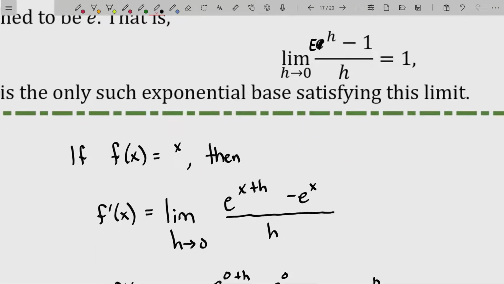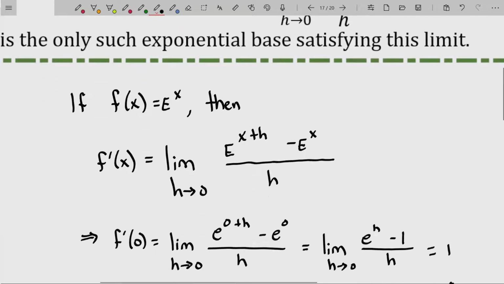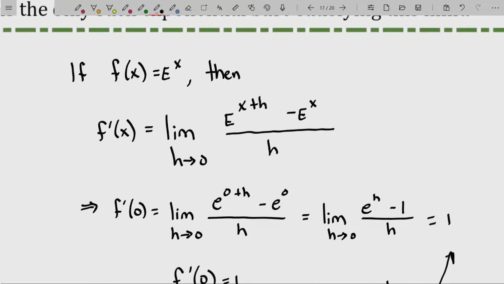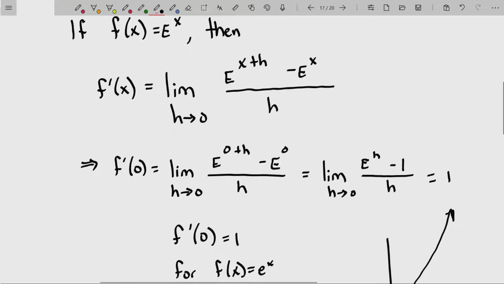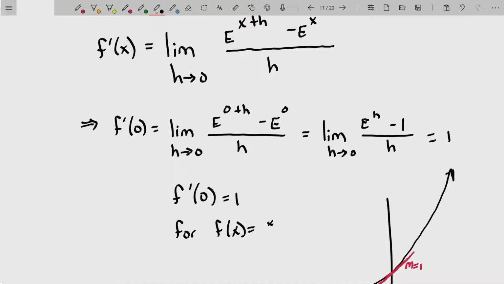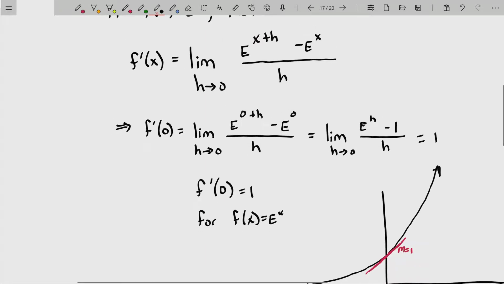You could say, okay, well then, if f of x is capital E to the x, then we have this, right? That's f prime of x, but we're not interested in f prime of x. We're interested in f prime at 0. So you go through and you replace all these, go through all this, and you get to the same result. You just say, well, yay. So that means that f prime of 0 is equal to 1 for our function capital E to the x.